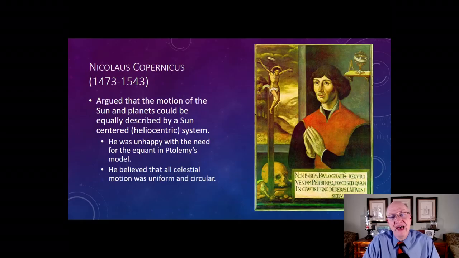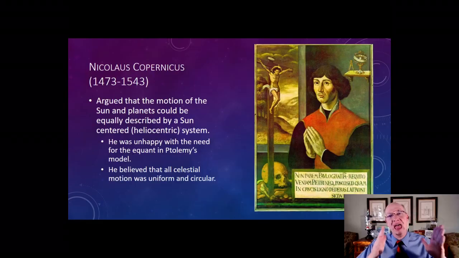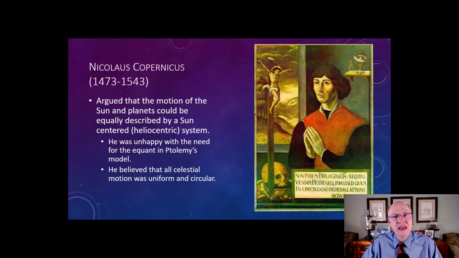Copernicus argues that the motions of the sun and the planets through the sky could be better described by a system in which the sun was at the center and the Earth was going around the sun. So he was unhappy with Ptolemy's model because Ptolemy's model, as I said, had to make all these adjustments by putting the Earth off center and then having this other point called the equant point. And Copernicus didn't like that. He believed that everything should orbit on perfect circles, that all celestial motion was perfectly circular and that it was uniform at a constant speed.